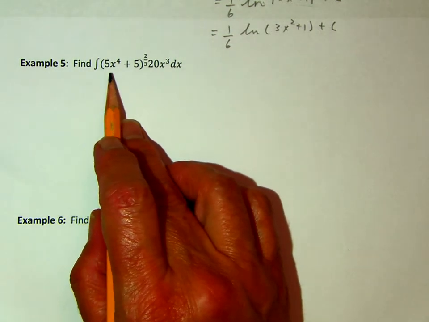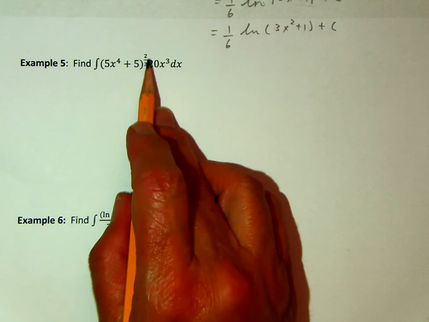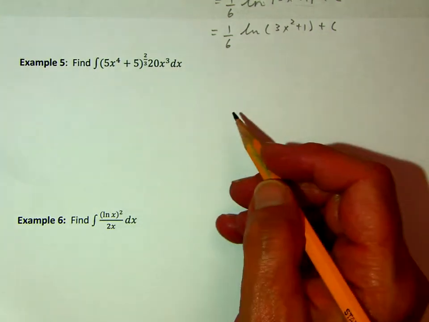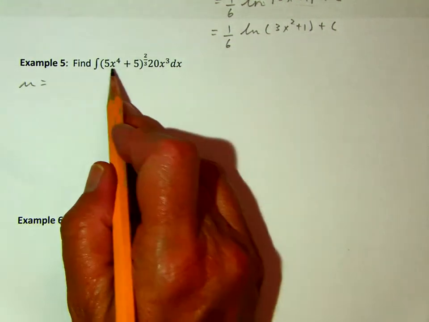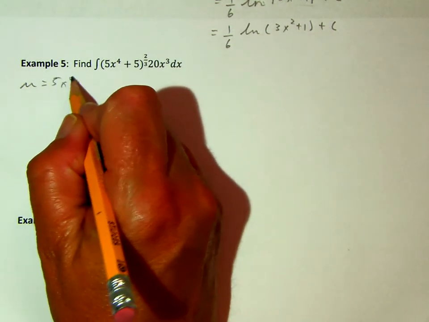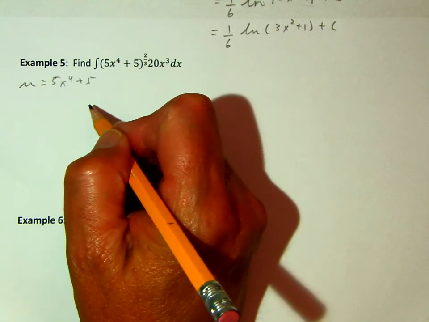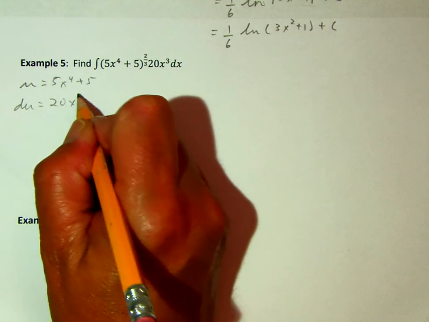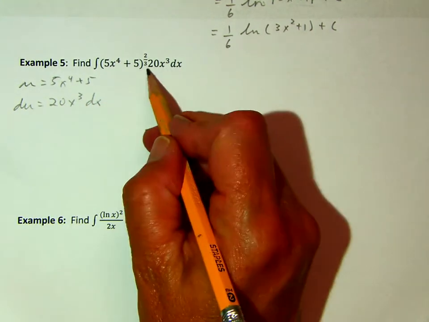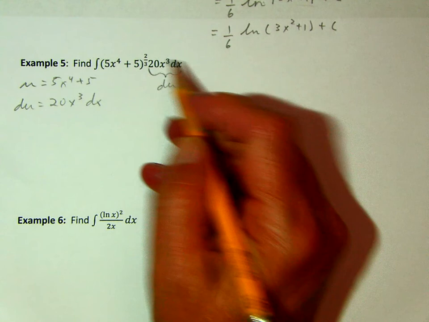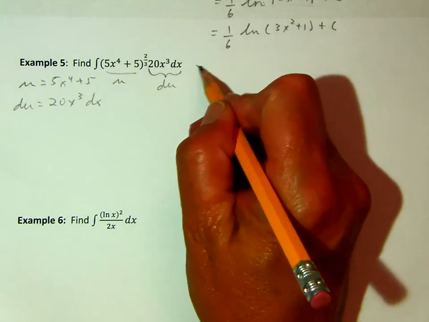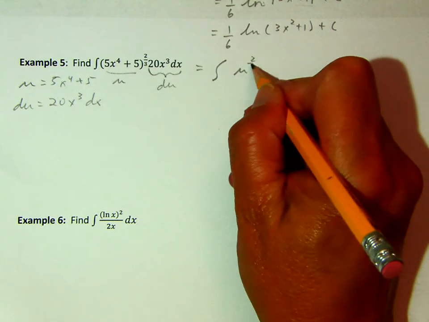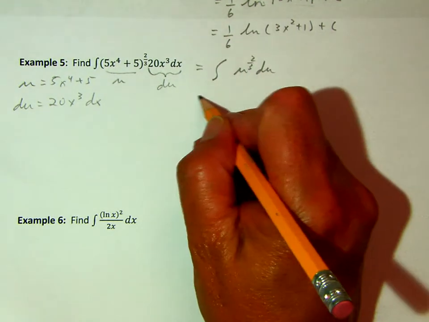Find the integral of the quantity 5x to the fourth plus 5 to the 2/3 power times 20x cubed dx. So we're going to let u be 5x to the fourth plus 5. Then du would be 20x cubed dx. Now that happens to be exactly what I have. So I can now translate into the integral of u to the 2/3 power du, and I have everything I need to integrate.